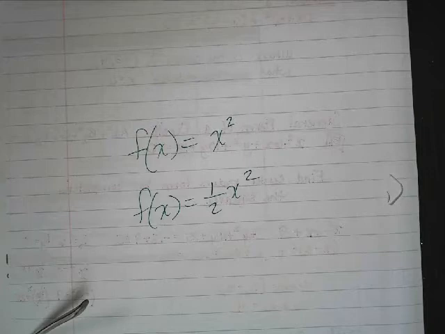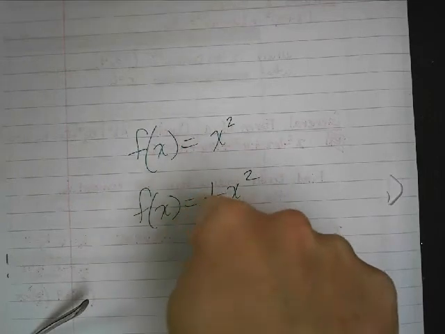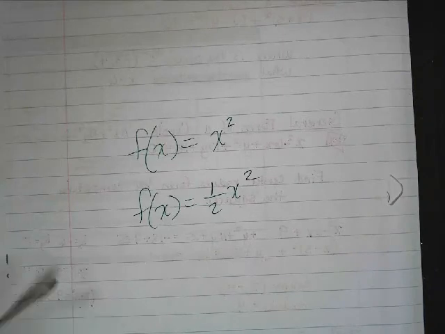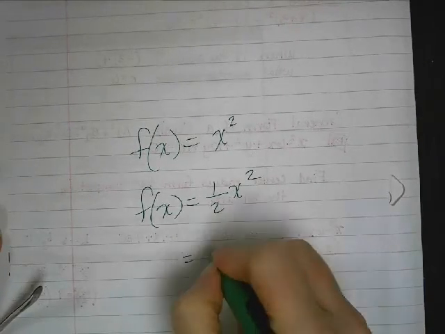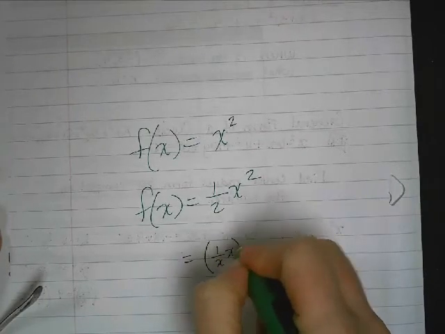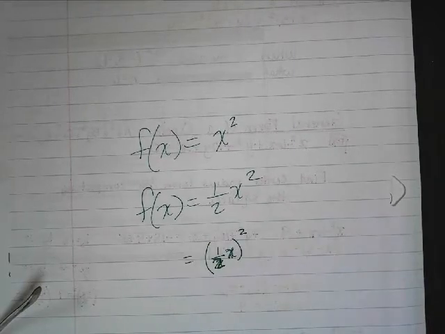Basically what's happening is it's getting squashed. So it gets fat. That is a vertical compression. It's been pushed down. It is half as tall as it used to be. But if I were to switch this and put that inside with x, like that, it's no longer a vertical issue. It's now a horizontal issue.